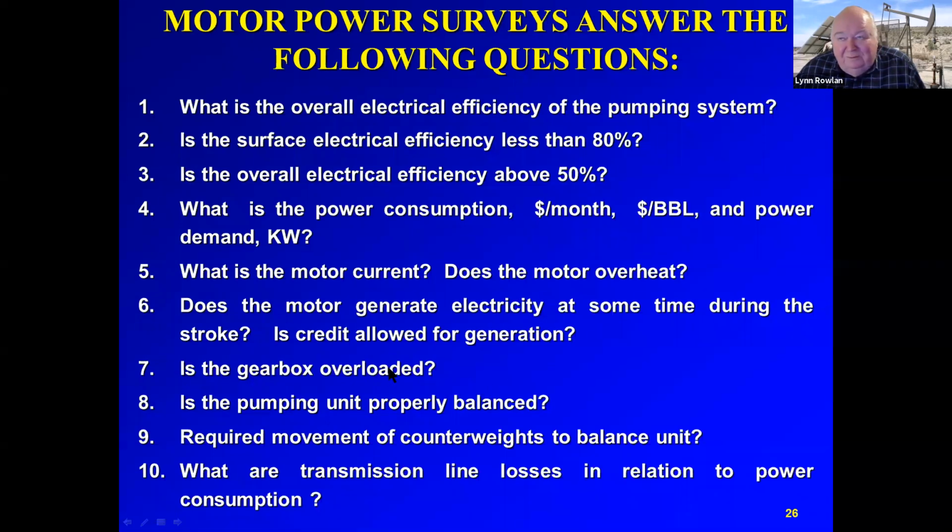We can see, just based on the kW, if the gearbox is overloaded. You can see where to put the weights. You don't have to have the geometry of the pump unit to do this, just a motor kW versus time. How far to move the weights. And then we also now, with the wireless equipment, we can calculate if the wire coming to the pumping unit is too small from the transformer, are we heating the wire up like a toaster and losing power?